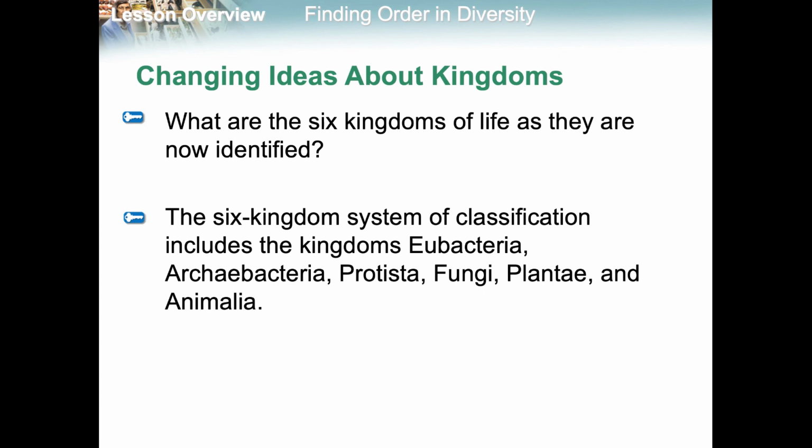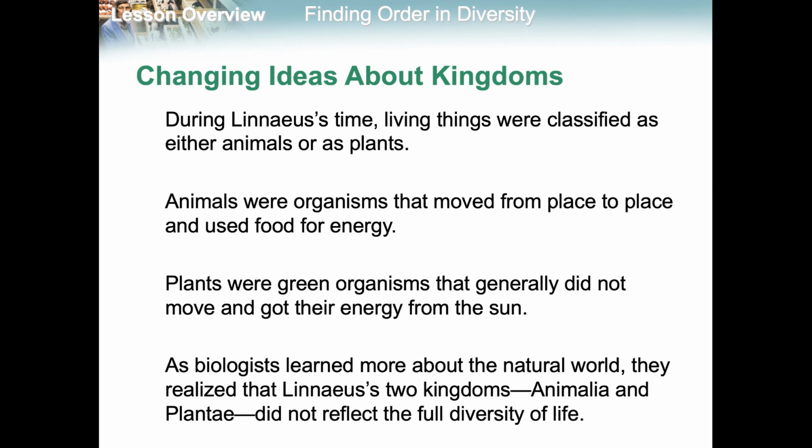Now, what are the six kingdoms of life as they are now identified? This is as of now. There is the eubacteria, archaeobacteria, protista, fungi, plantae, and animalia. During Linnaeus' time, there were only two: you were either an animal or a plant. This is 1730. Animals were all organisms that moved from place to place and used energy for food, and plants were all green, did not move, and got their energy from the sun. Now we know this does not reflect everything in life.